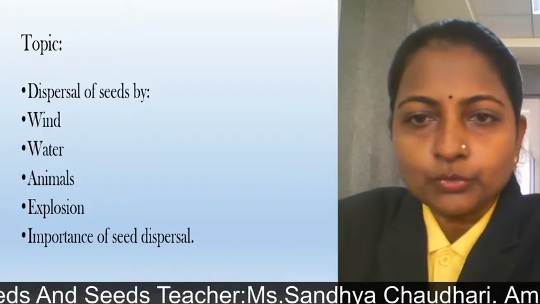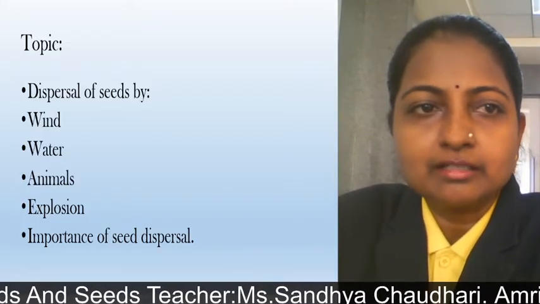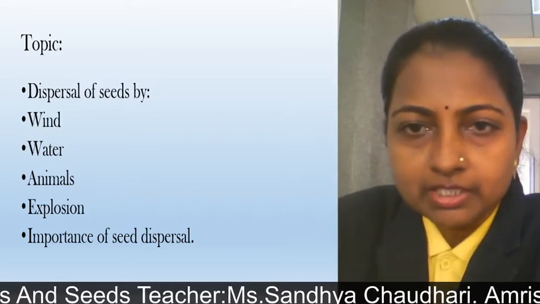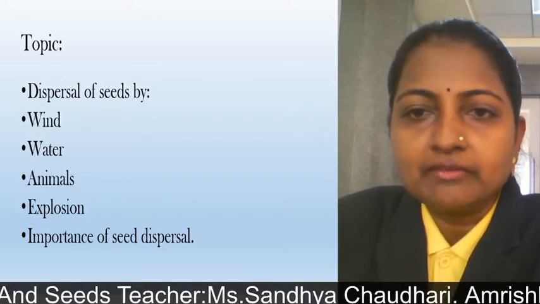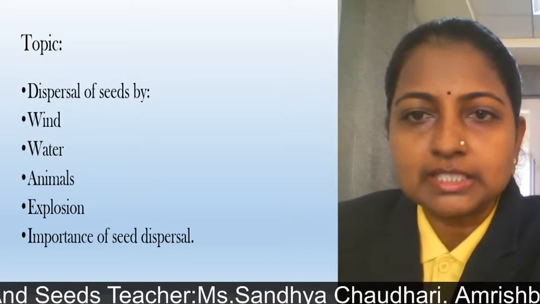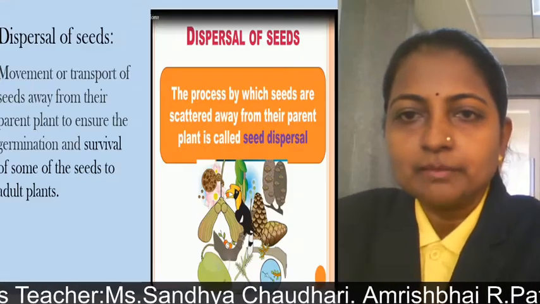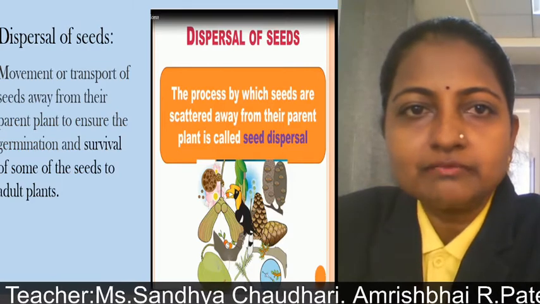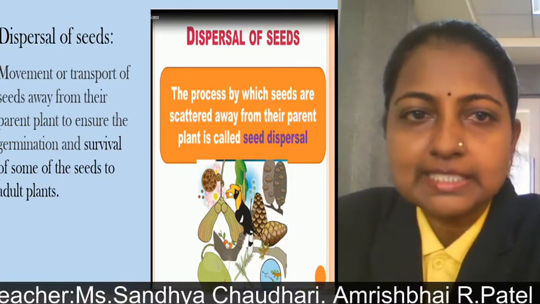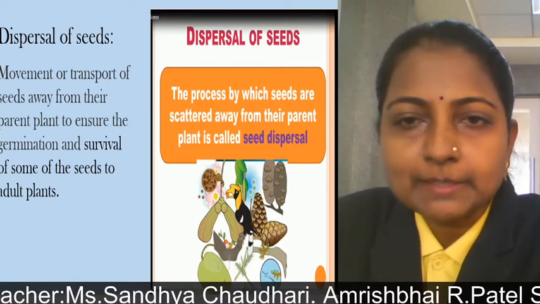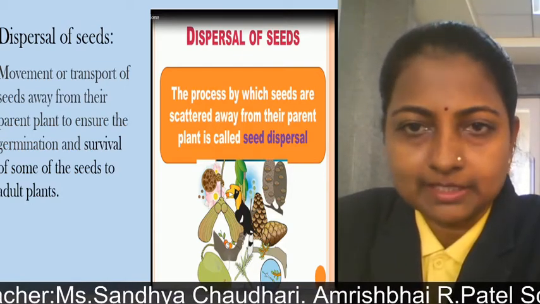The topics for today's learning are dispersal of seed by wind, by water, by animals or by explosion. And we will see the importance of seed dispersal. Before going towards that topic, children, first we will see what is dispersal of seed. The process by which seeds are scattered away from their parent plant is called seed dispersal.